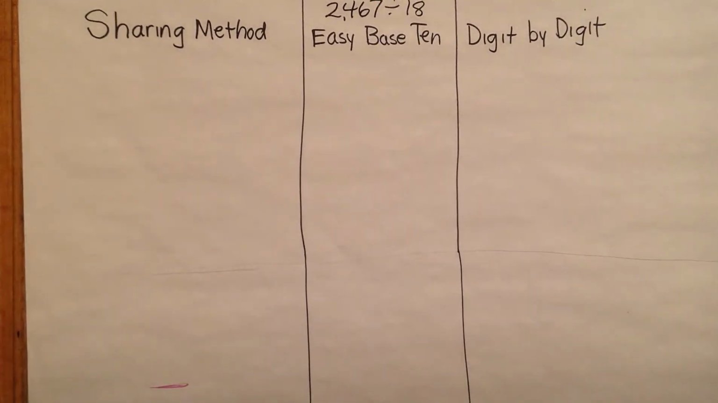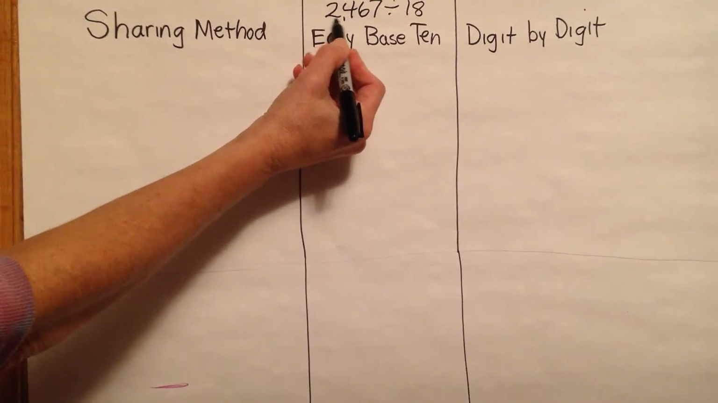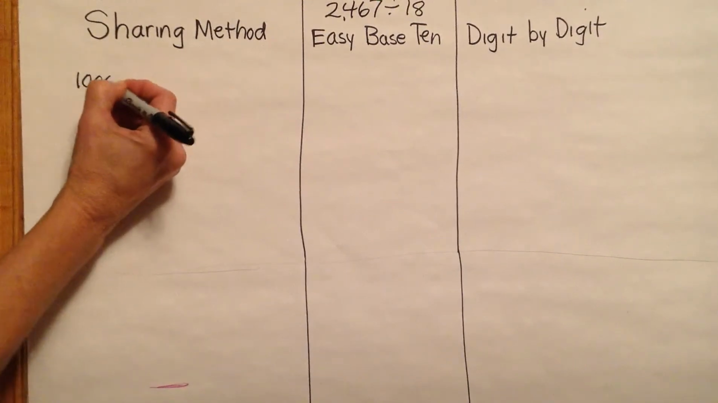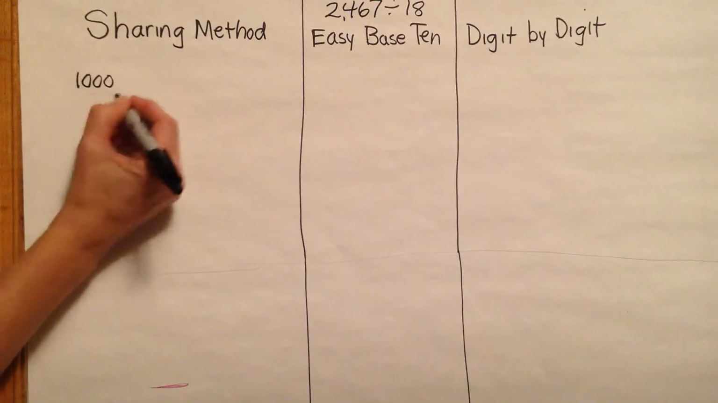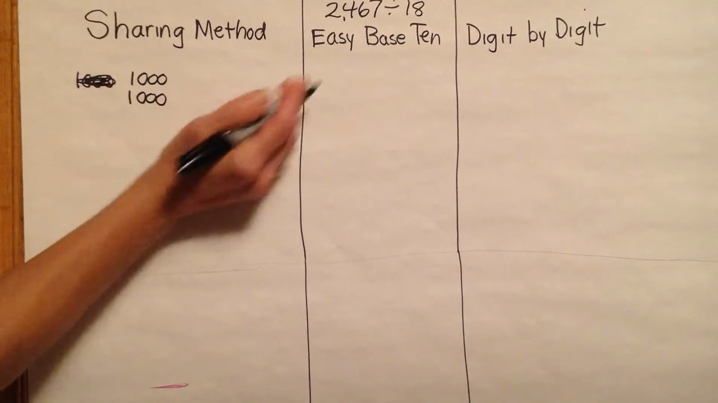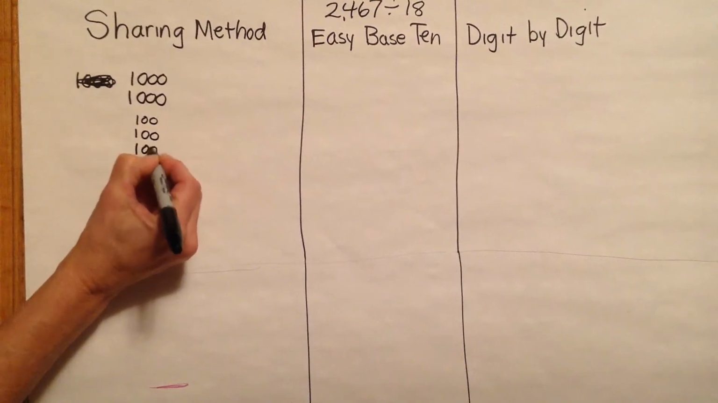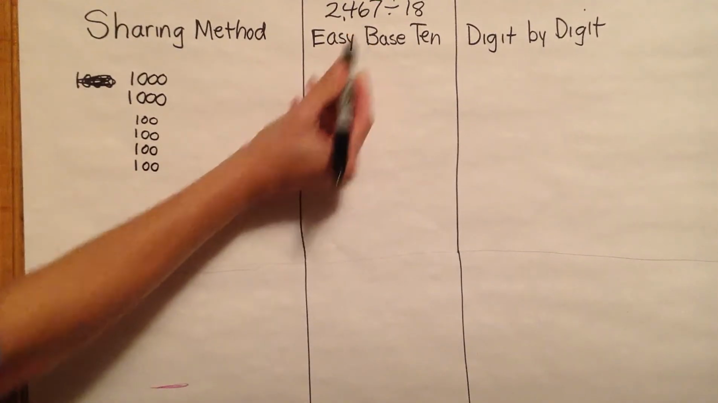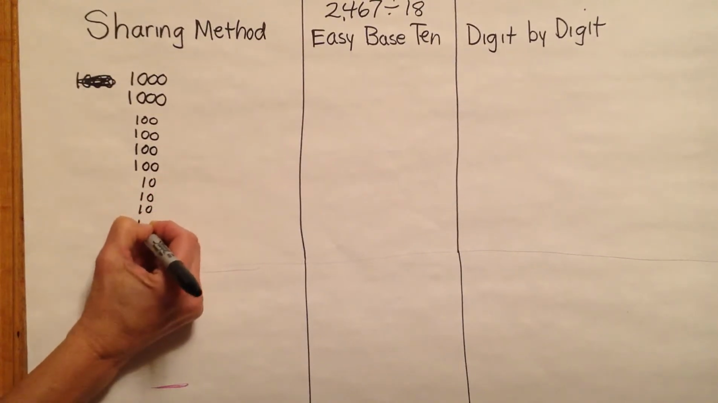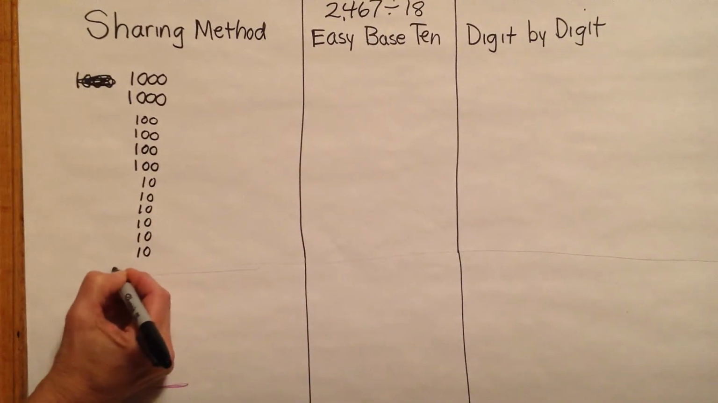So if we're doing this method, instead of drawing the base 10 blocks, I'm going to draw the actual amount that's in each place value. So we have 2,000, so that means we have 1,000 and 1,000. And then we have 400s, so 100, 200, 300, 400. We have 6 tens or 60, so I'm going to do 10, 20, 30, 40, 50, 60. And then we have 7 ones. I'm just going to kind of line these up.